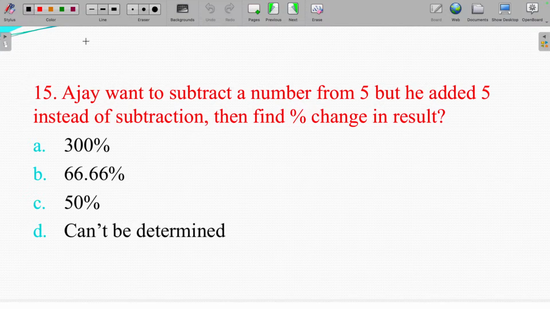Ajay wants to subtract a number from 5, but he added 5 instead of subtraction. Then find the percentage change in the result. Any online students? Any YouTube students?